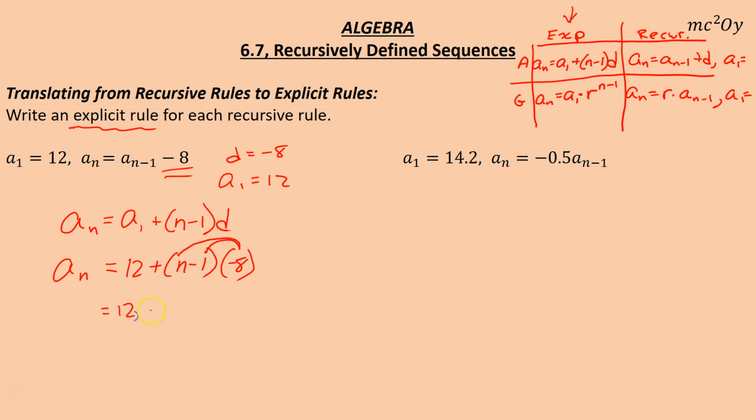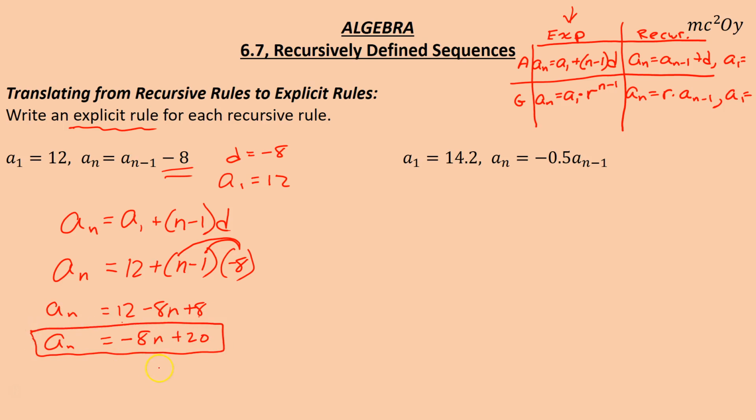So I end up with 12 minus 8n plus 8. Then combining like terms, 12 and 8 is 20. So I get negative 8n plus 20. And that's a sub n. Now I'm going to use that. This is my equation. This is all they asked us to do. However, that's an important piece right there.